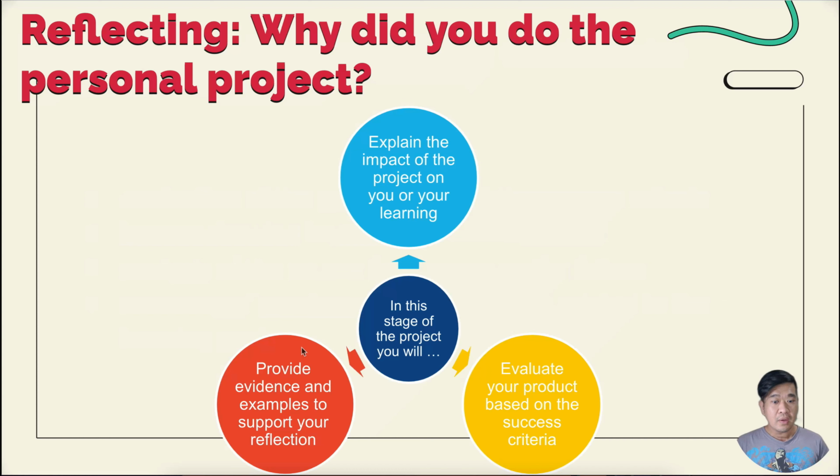Now in this criteria, what are we looking into? You're explaining the project, the impact, and then the product itself. Then you're going to give supporting evidence to show your reflection.